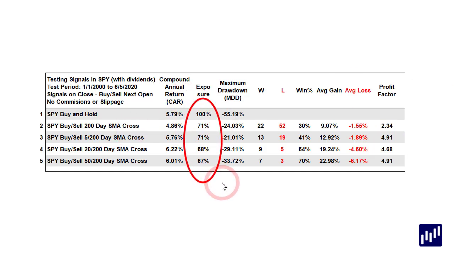So even though you're getting a return that's pretty much equal to buy and hold, you can see with buy and hold, you're exposed 100% of the time. And if you use that 5-day, 200-day cross, you're exposed just 71% of the time to the market. That means the other 29% you can do something else. Look for an alternative to equities possibly.